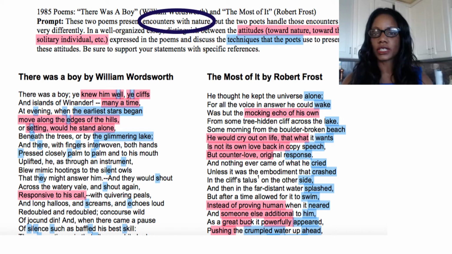Now, when we looked at this in class, we annotated it fully for TPFASTT. But what I did here was narrow it down to exactly what the prompt was asking for. And that's what you need to be able to do as well. So my key in here, the pink is the attitude or the tone, and the blue highlight is actually the techniques that each poet uses. So when I go to explicate, I can begin my work focused on what the prompt requires.